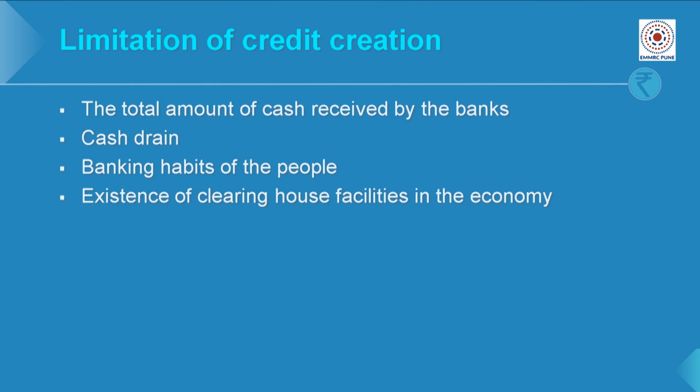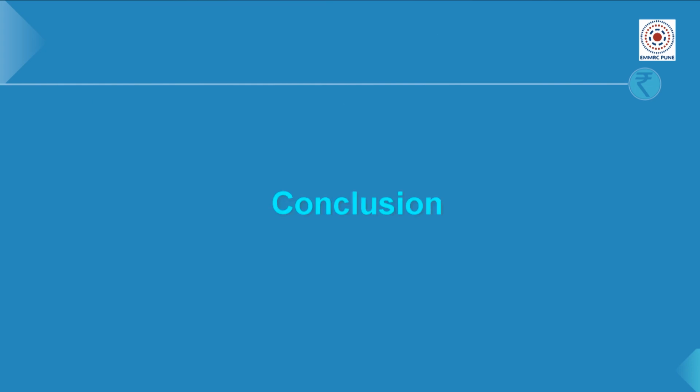One more limitation can be the existence of clearing house facilities in the economy. If the facility is available, then issue of checks and clearing of them will be easy and credit creation will increase, and vice versa. To conclude, we can just say that commercial banks are the money suppliers in an economy through credit creation.